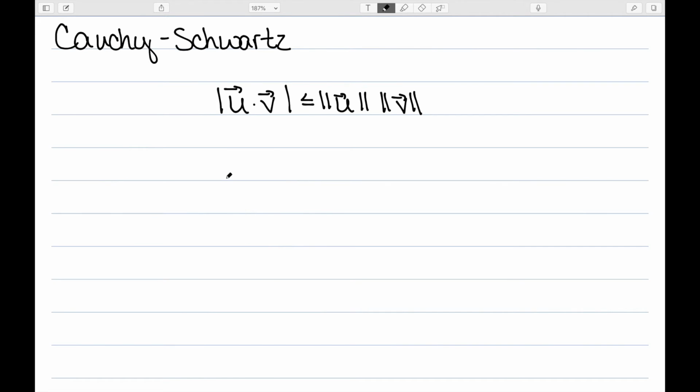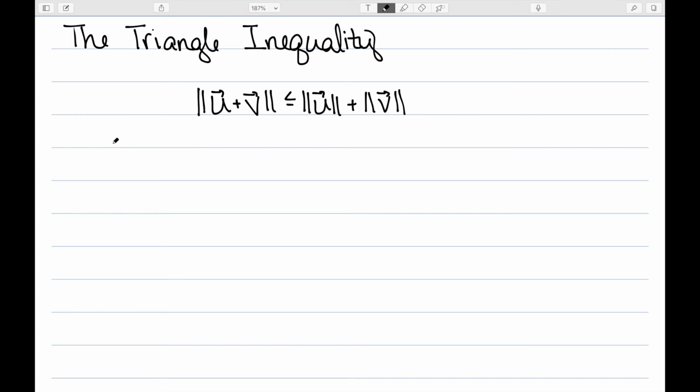Another big result is the Cauchy-Schwarz Inequality, which says the absolute value of u dot v is less than or equal to the length of u times the length of v. And I won't prove this here, but it is a really important inequality when looking at the dot product and length. Another big result is the Triangle Inequality. The length of u plus v is less than or equal to the length of u plus the length of v.